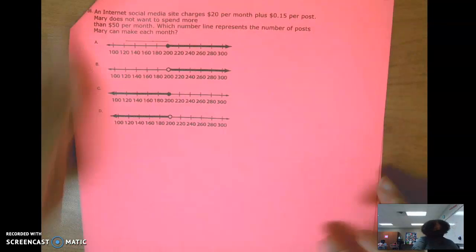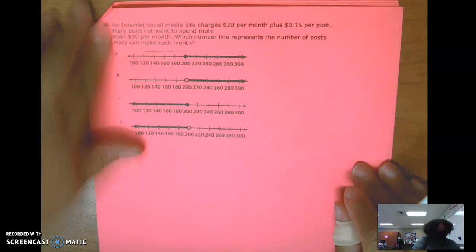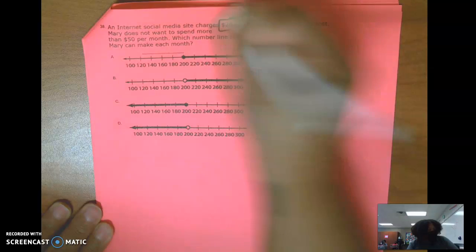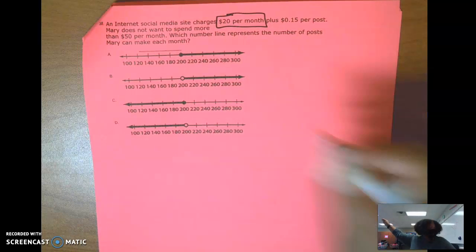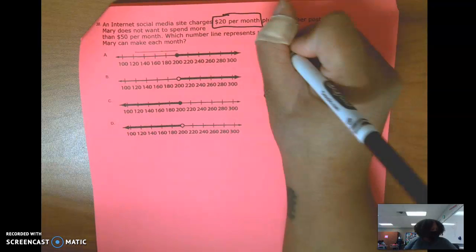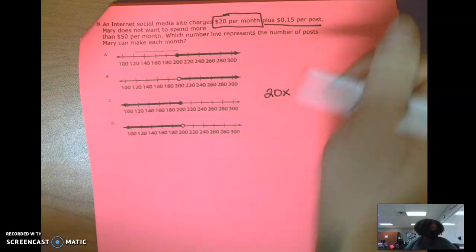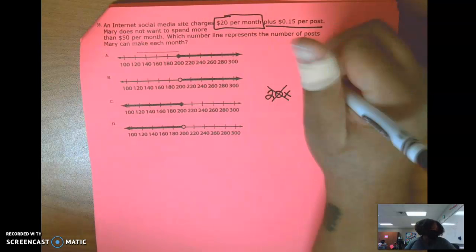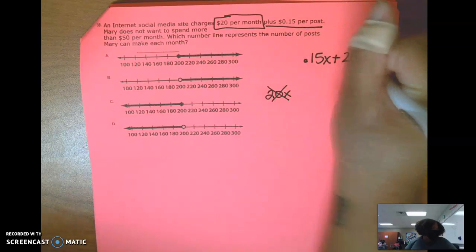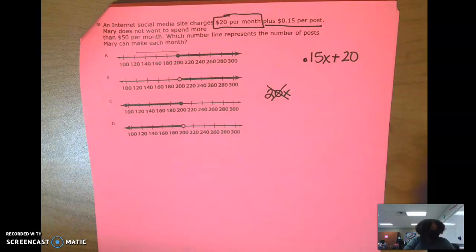All right. 38. An internet social media site charges $20 per month. What does that mean? Stay focused. Plus 15 cents per post. It's not 20x. It's 15 cents x. The 20 is just the flat fee. Mary doesn't want to spend more than $50 per month. Which number line represents the number of posts Mary can make each month?